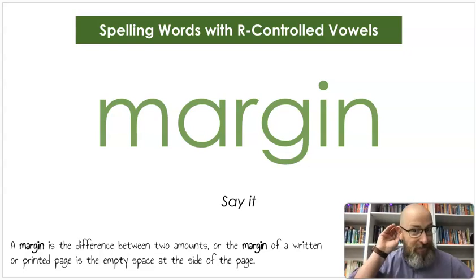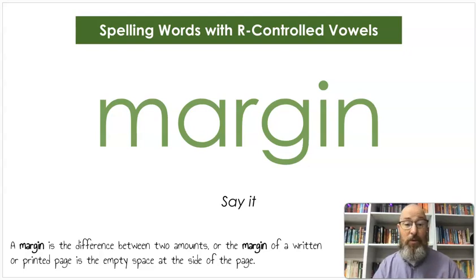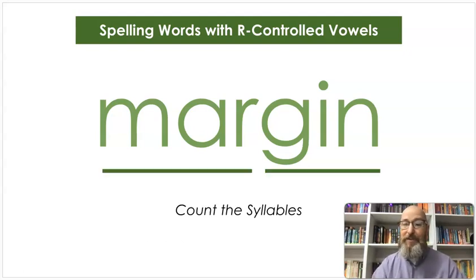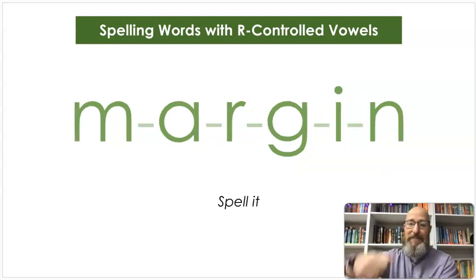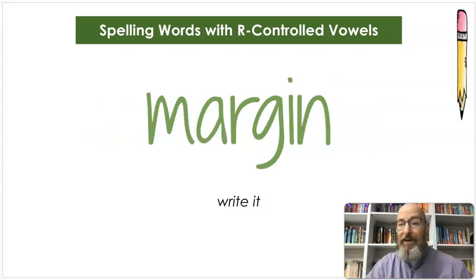Say margin. A margin is the difference between two amounts, or the margin of a written or printed page is that empty space at the side of the page. Count the syllables. Margin. Margin. Let's spell it. M-A-R-G-I-N. Margin. And now let's write it.